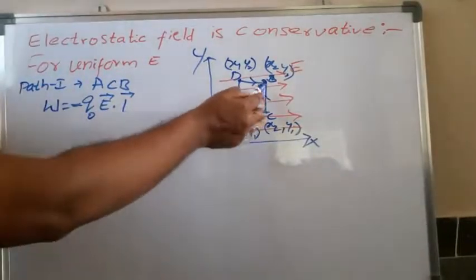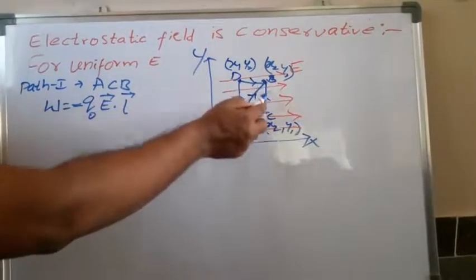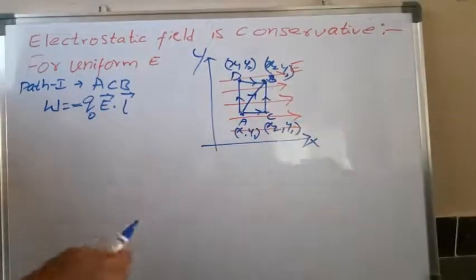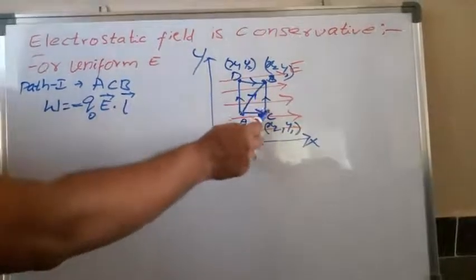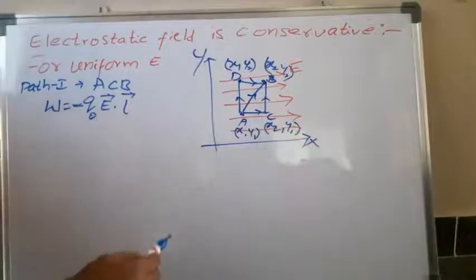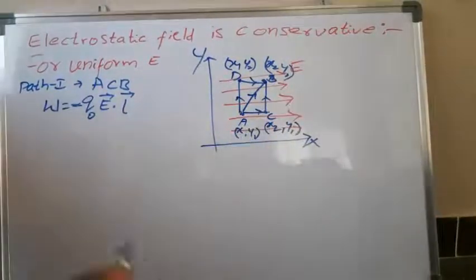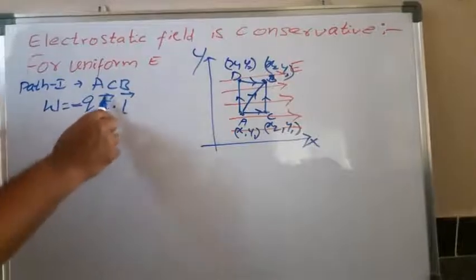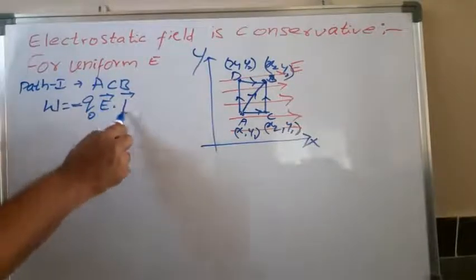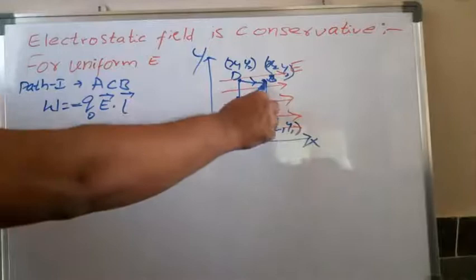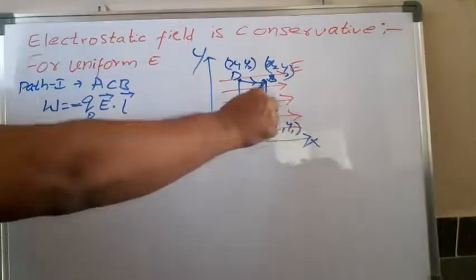Here CB is perpendicular to the field direction, so theta between the force and displacement is 90 degrees. Force direction is along E and displacement is along CB, so 90 degrees. If we remove this dot product, E L cos 90, the work done to move charge from C to B is 0.